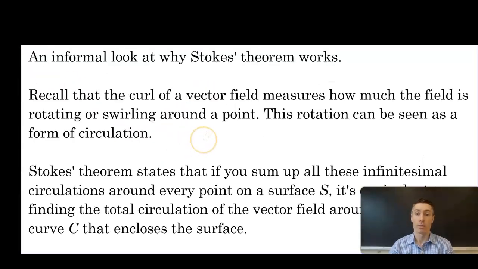So, an informal look at why Stokes' theorem works. If we recall that the curl of a vector field measures how much the field is rotating or swirling around a point, we can think of this rotation as a form of circulation. Curl gives us a vector at every point. That vector represents the axis of rotation for that particular point, and that tells us how the vector field is rotating around that point. And we can do that for all the points in the vector field, which we can think of as the idea of circulation.